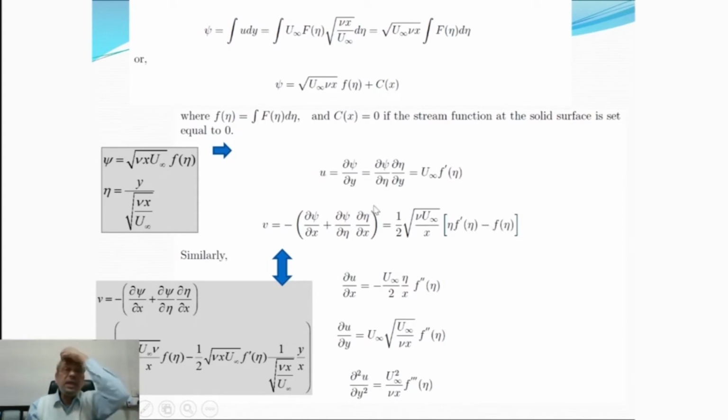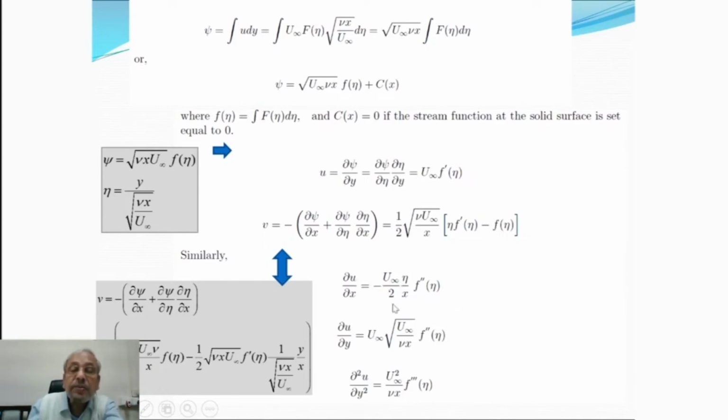So basically we are now trying to express the boundary layer equation in terms of psi and eta variables. In the boundary layer equation we have u del u del x plus v del u del y equal to nu del 2u del y2. U and v we have found out. Now del u del x, again this is basically del u del y into del y del x.